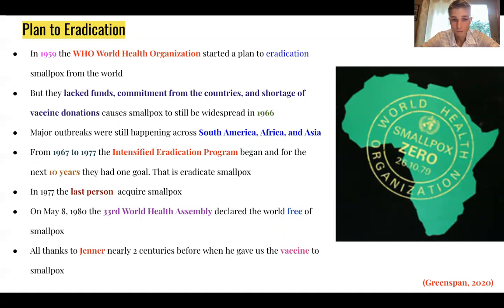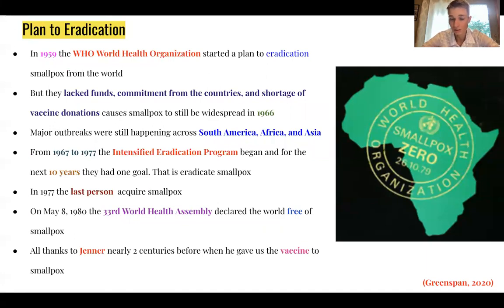And from this happening, in 1966, there was a major outbreak happening across South America, Africa, and Asia. And in 1967, they said, we got to do something about this. So for the next 10 years, 1967 to 1977, they came up with the Intensified Eradication Program, which basically had one goal, and that was to eradicate smallpox from the planet.